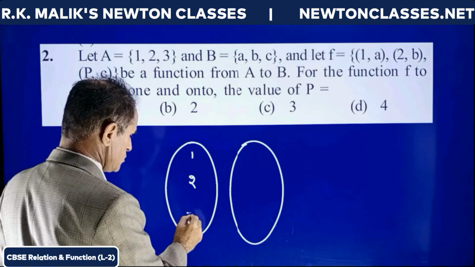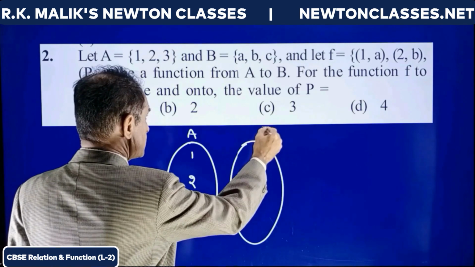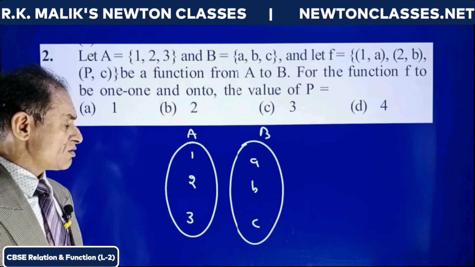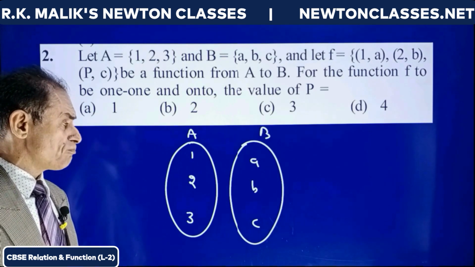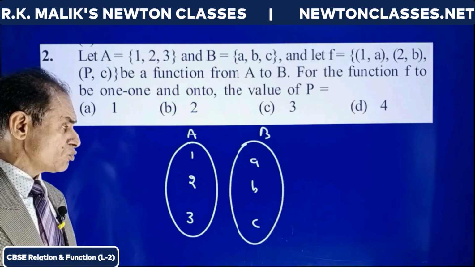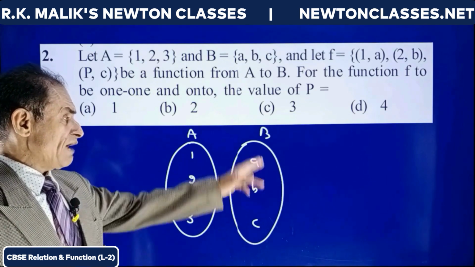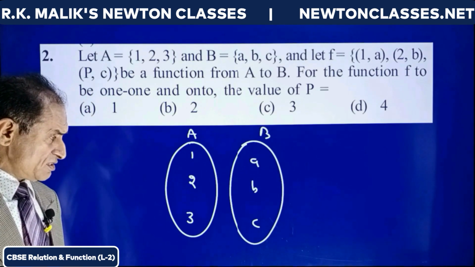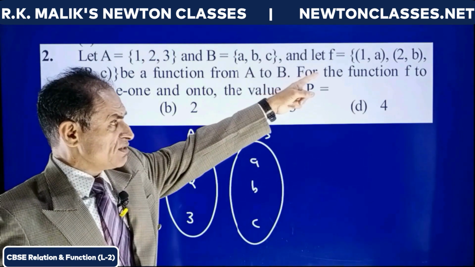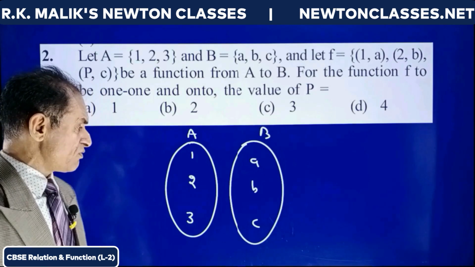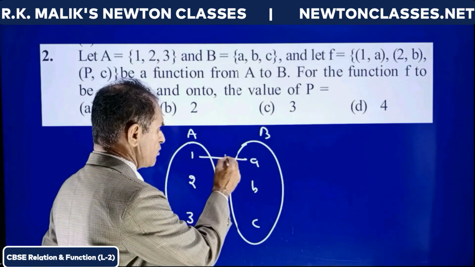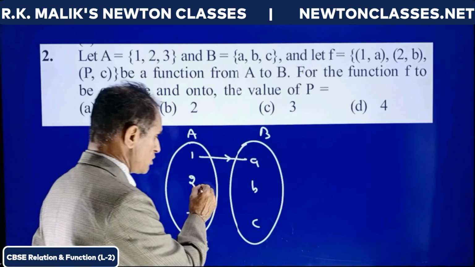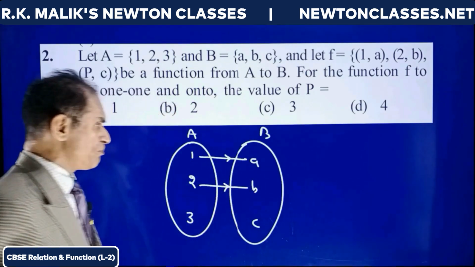1, 2, 3 and A, B, and C. You know that for the function to be both one-one and onto, on every element of B exactly one arrow should reach. And in this question it is given that (1, A) is in F, therefore the arrow of 1 will go to A. (2, B) is there in F, therefore arrow of 2 will go to B.